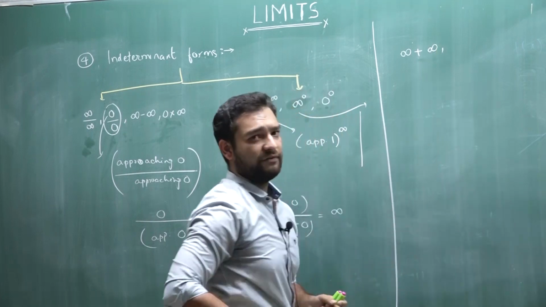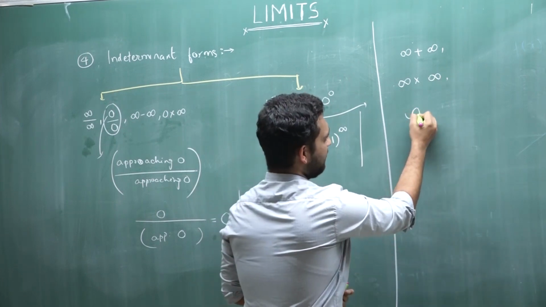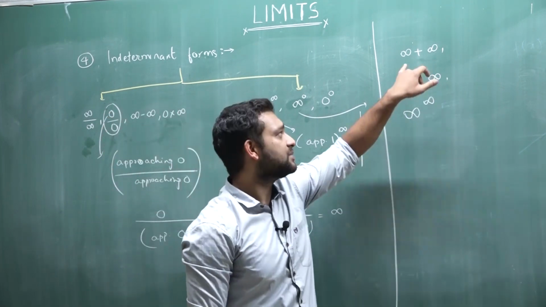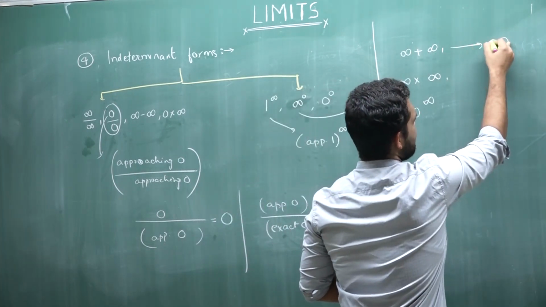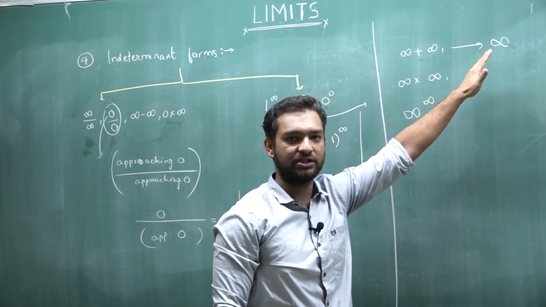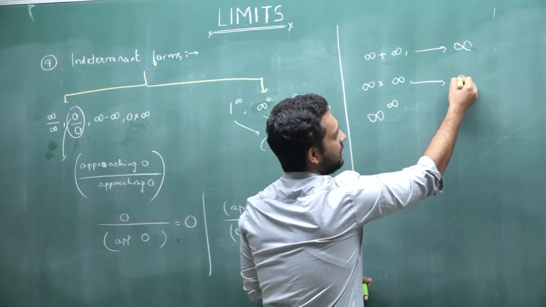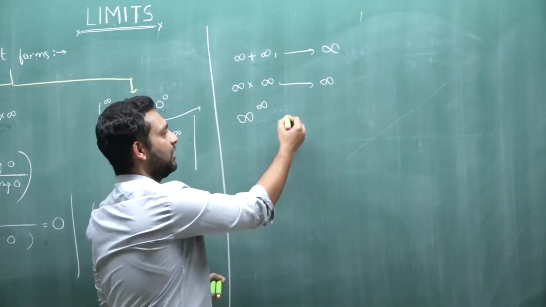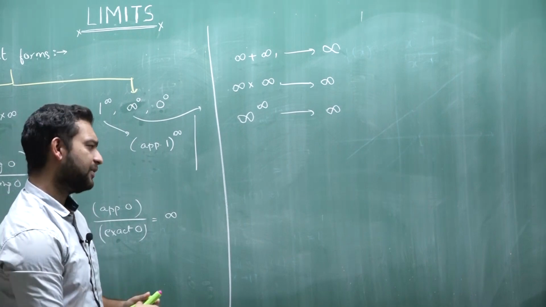Let's say infinity plus infinity, infinity into infinity, infinity raised to power infinity. These forms, infinity plus infinity, very large value plus very large value, again will give you a very large value. We don't say this is an indeterminate form, but we'll directly write this value as approaching infinity. Again, when you multiply two very big values, two infinite values, this will also be approaching infinity. This value is again very large, approaching infinity, and will always give you infinity.